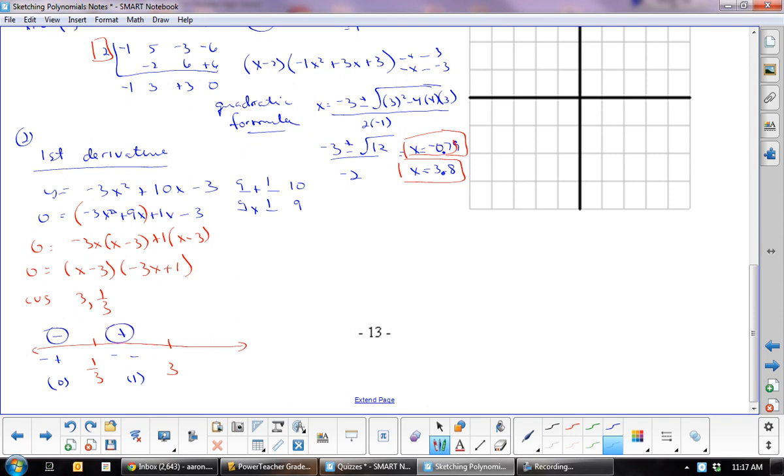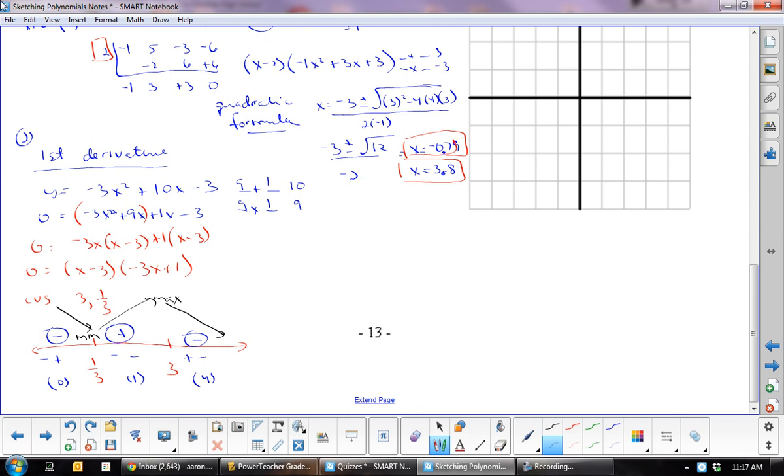Okay, be good to ourselves. Let's pick 4. 4 minus 3 is positive. Negative 3 times 4 is negative 12 plus 1, negative. So I'll have a negative there. So I'm decreasing there, I'm increasing over this interval, and I'm decreasing there. Okay, so here I should be having a min, here a max.